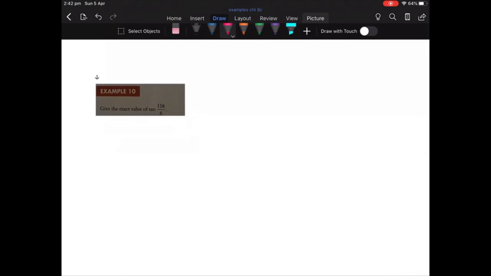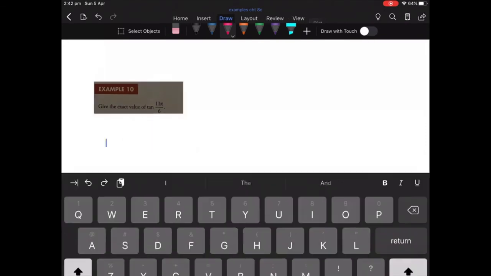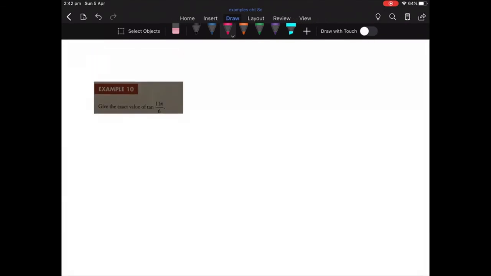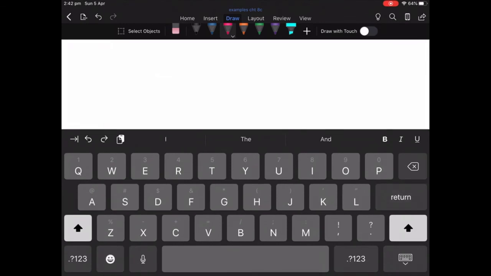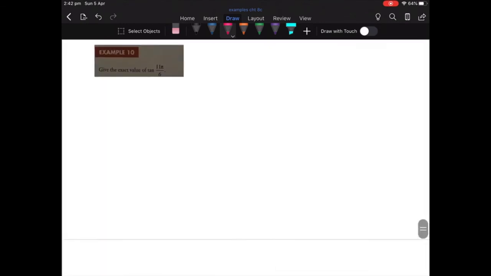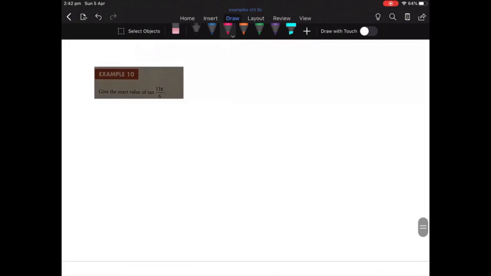All right, an example 10. Let me just move this if it'll let me. All right. Example 10. Let me return that. Okay. So we don't have a flashing bit on the screen.